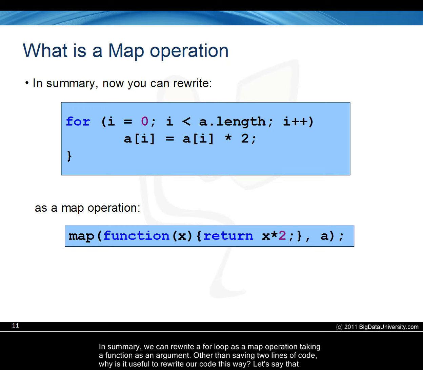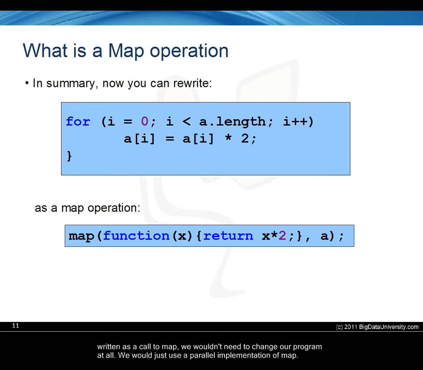Other than saving 2 lines of code, why is it useful to rewrite our code this way? Let's say that instead of looping over an array with 3 elements, we want to process a data set with billions of elements and take advantage of 1,000 computers running in parallel to quickly process those billions of elements. If we decided to add this parallelism to the original program, we would need to rewrite the whole program. But if we wanted to parallelize the program written as a call to map, we wouldn't need to change our program at all. We would just use a parallel implementation of map.